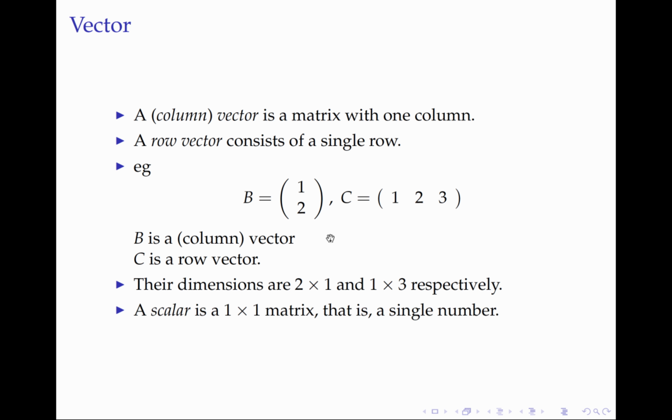The other bit of terminology that we will have is a scalar, which is just the word for a single number. It's a 1 by 1 matrix. So it's a special case of a matrix and a vector and a row vector: a single number.